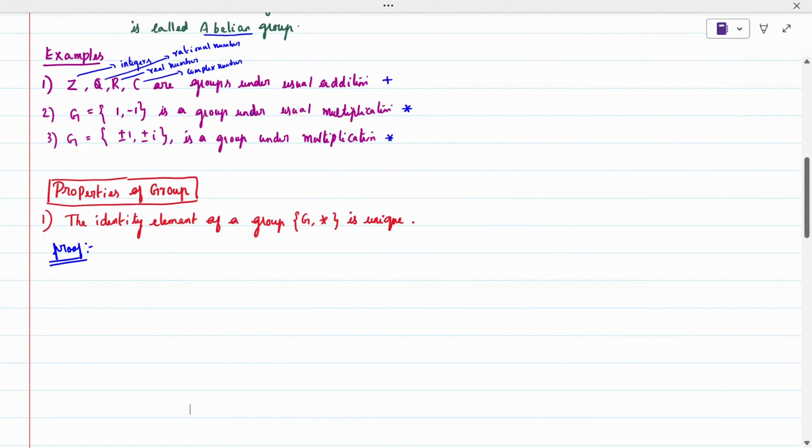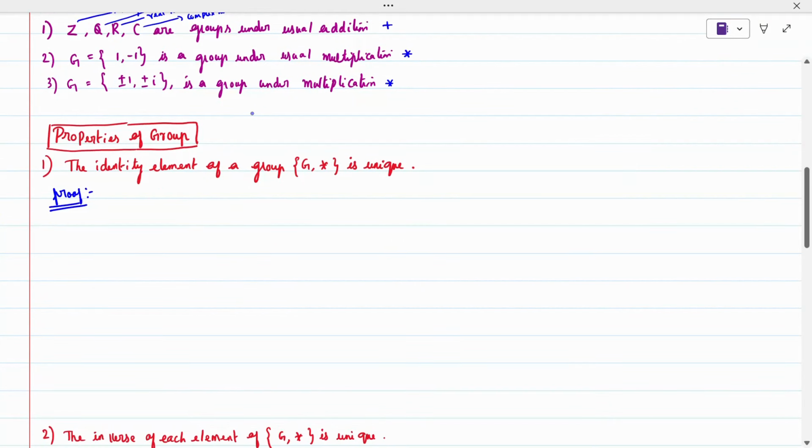So the properties of a group. We have 5 properties. Sometimes it may be asked in a small question, a 4 mark or 3 mark question. The first property: the identity element of a group is unique. The identity element is nothing but E. We have to prove it's unique. Unique means not different. To show this, I take 2 elements, E1 the first identity element and E2 the second identity element. When I show E1 equals E2, we can say it's unique. So that is what I am going to prove.